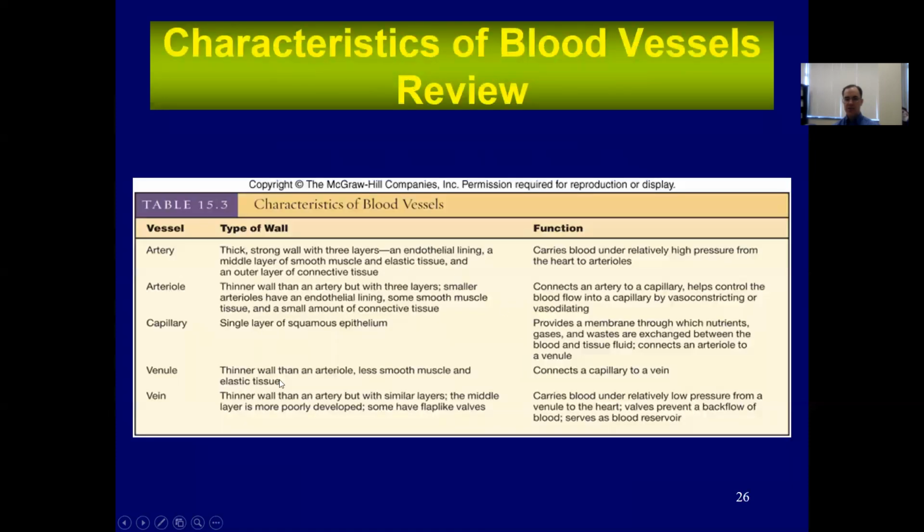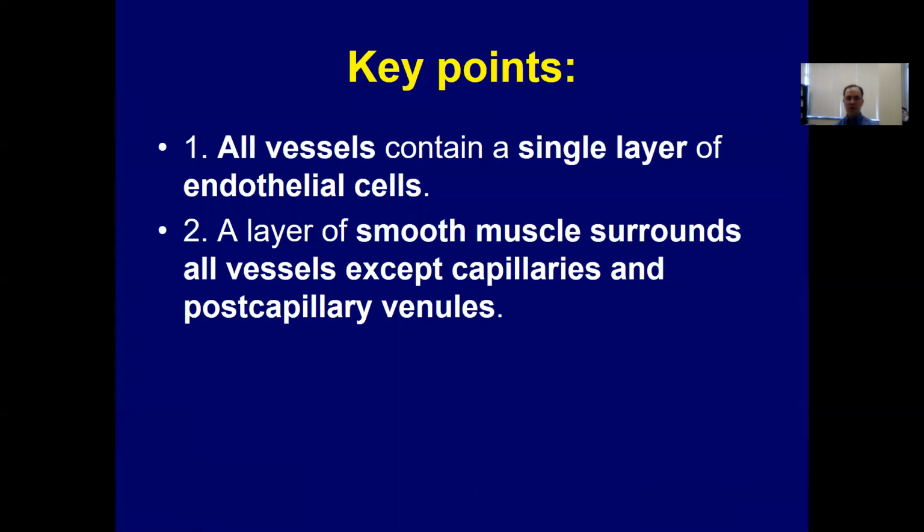And this is a summary table of the various characteristics of the vessels, making sure that, again, you know the different characteristics, and you'll find this here in your notes as well. Some key points to take away: all vessels contain a single layer of endothelial cells. You have a layer of smooth muscle that surrounds all vessels except for capillaries and postcapillary venules.